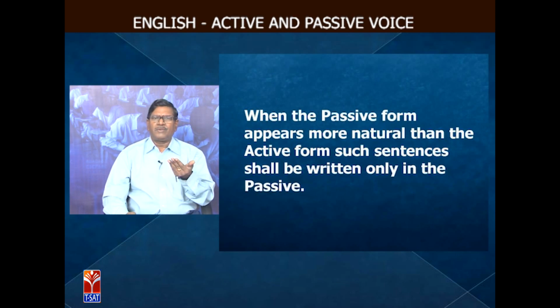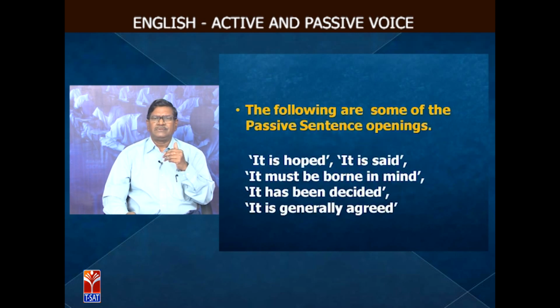And when passive form appears more natural than the active form, then such sentences shall be written only in the passive. Let us see the following examples. It is hoped, it is said. It must be borne in mind. It has been decided. It is generally agreed. These are some of the openings in passive sentences. When passive form appears more natural than the active form, in such cases we use only passive form, and these are the openings of the passive sentences.